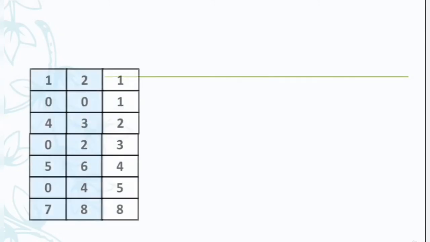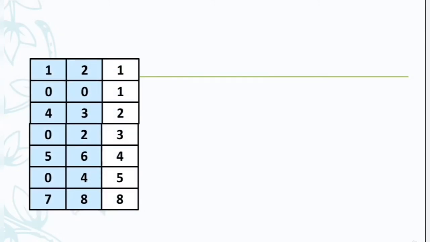So let's see this radix sort with an example. Let us consider that I have these elements, that is 121, 001, 432, 023, 564, 45 and 788. This many elements are present in my array and I need to sort these elements. So firstly, we have to check the units place elements. In this case, the unit place elements are 1, 1, 2, 3, 4, 5, 8.